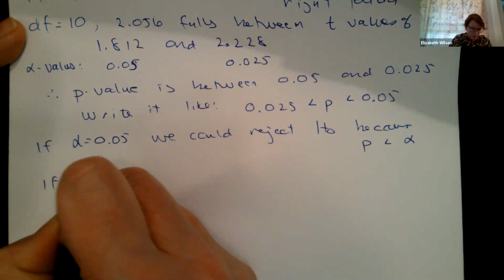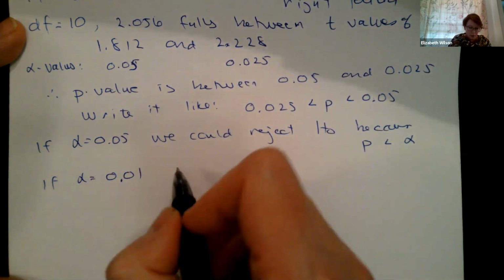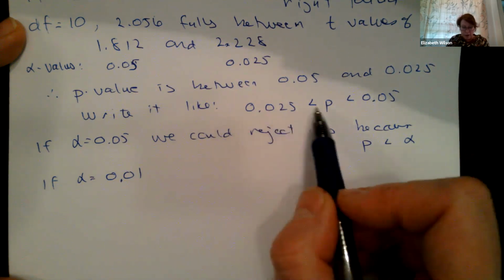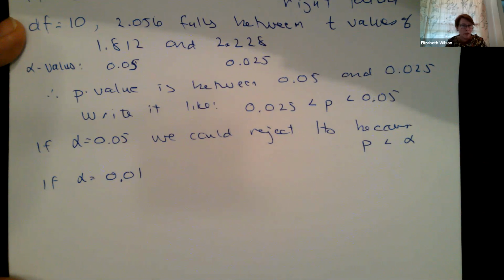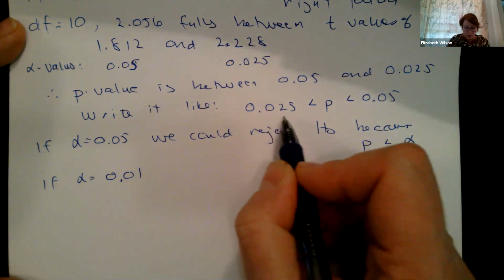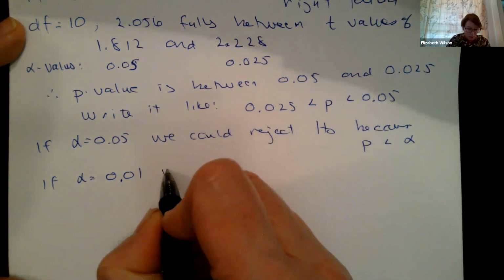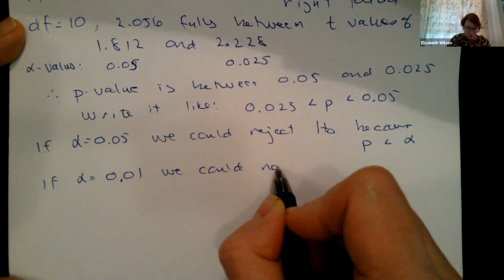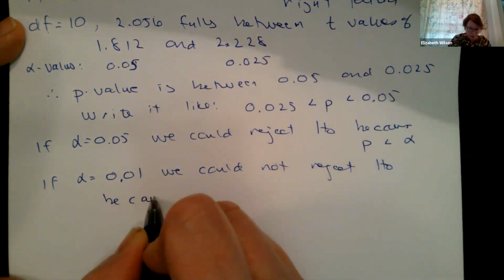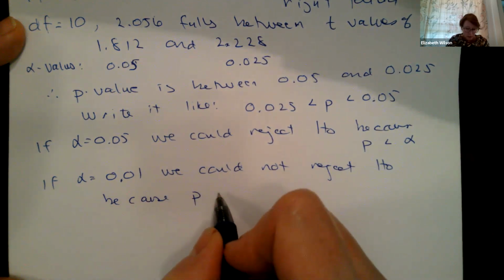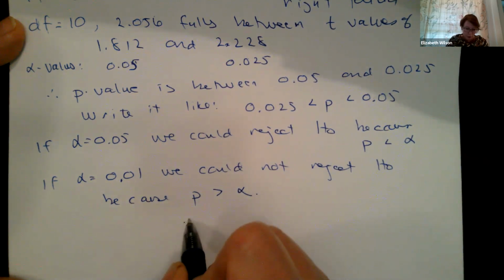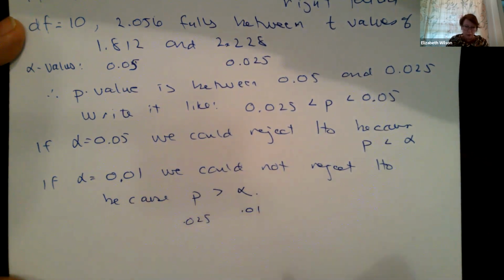Okay, let's see, if our alpha was equal to 0.01, we couldn't reject it, right? Because 0.01 is less than 0.025. Our p-value is somewhere between 0.025 and 0.05, but 0.01 is less than 0.025, so it's outside of our range. We could not reject our null hypothesis because our p-value is greater than our alpha. This would be 0.025 is greater than 0.01.